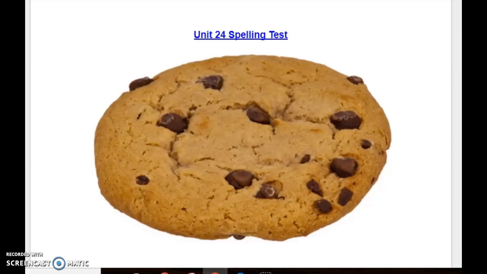Number 3, saw. We saw a famous person at the drive-thru at McDonald's. Saw. Number 4, cause. A tornado watch is no cause for alarm. Cause.